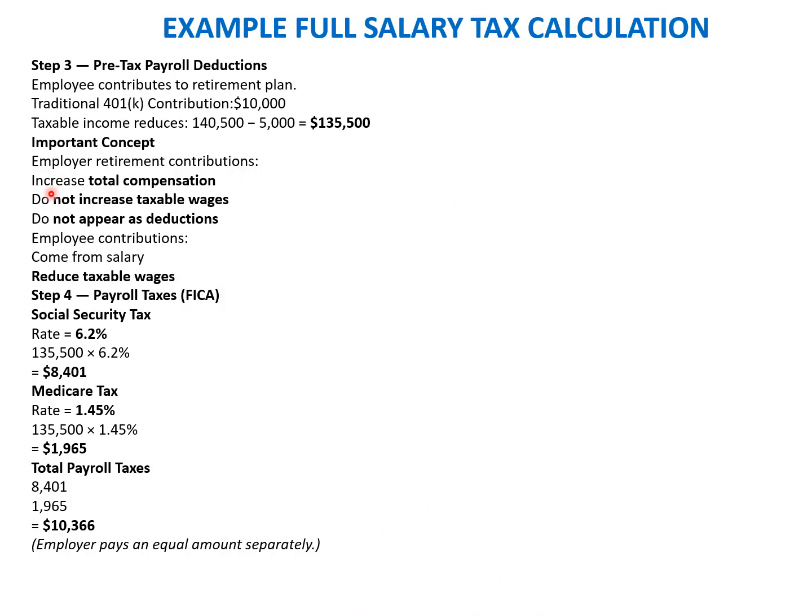Employer retirement contribution increases the total compensation, does not increase the taxable wages, and hence does not appear as a reduction. So the employee contribution would be deducted to get the final salary on which tax will be calculated. Once we have the portion on which tax will be calculated, we'll apply the percentage of Social Security tax and the Medicare tax, which is 6.2% and 1.45% respectively. So we applied 6.2% on 135,500 and likewise 1.45% on 135,500 to get the total payroll taxes of 10,366. This is the total deduction, or the total taxes, that need to be paid by the employee.